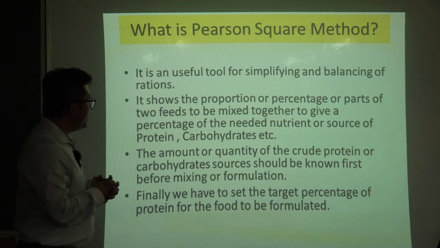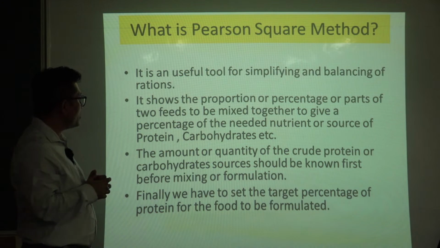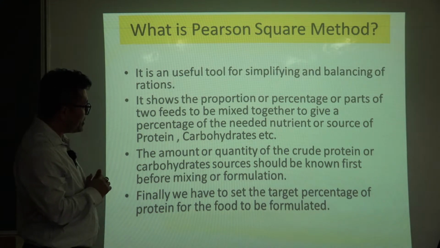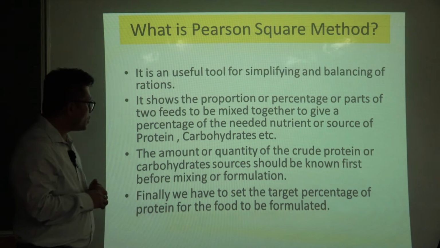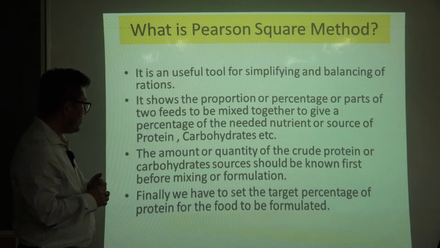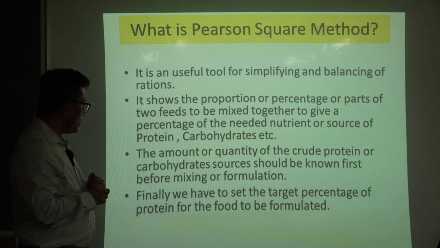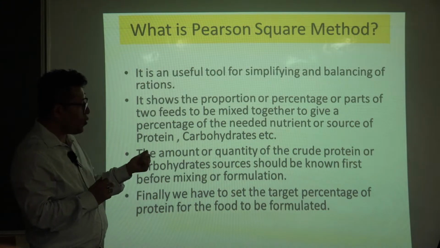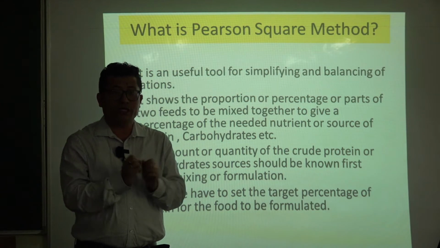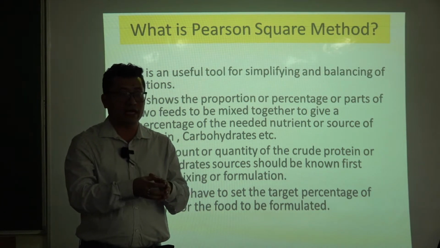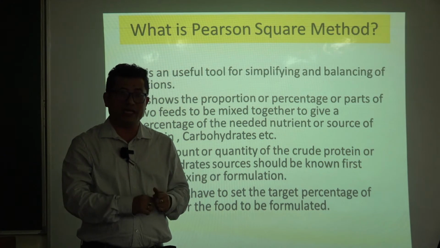Okay, it is a useful tool for simplifying and balancing the ration that you are mixing, and it shows the proportions, percentage or parts of the two feeds to be mixed together to give a percentage of the needed nutrients or source of protein, carbohydrate, etc. The amount or quantity of crude protein or carbohydrate source should be known first, before mixing and formulation. As I said earlier, you must know how much protein is in the protein source you want to use. Even for the available protein sources, analyzed values can be found on the internet, and there won't be much fluctuation.